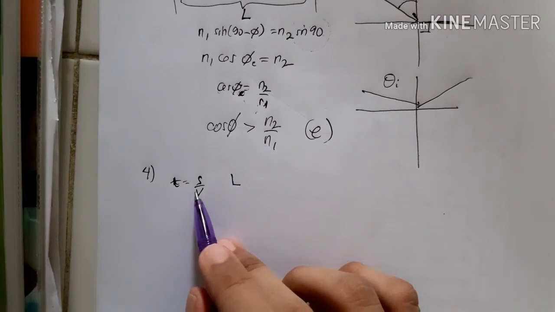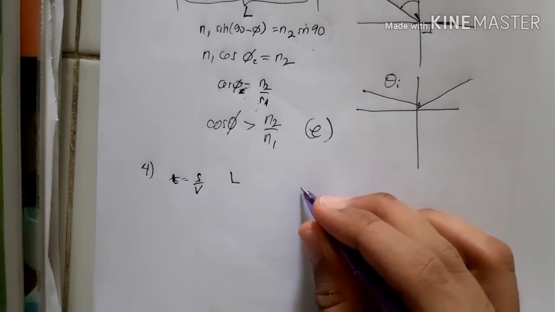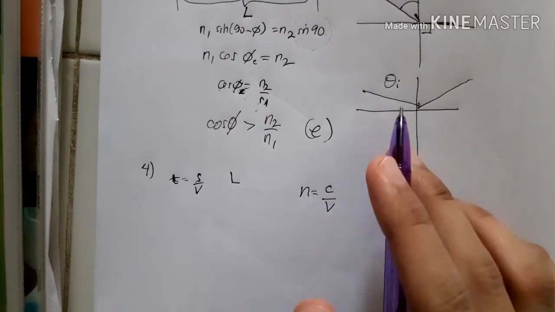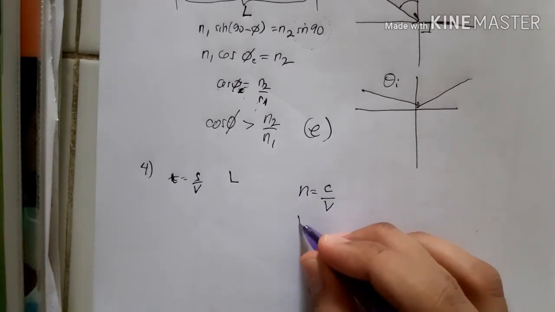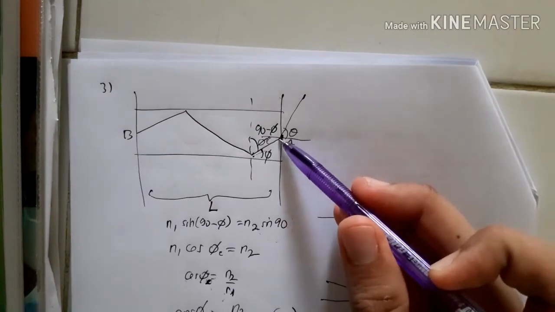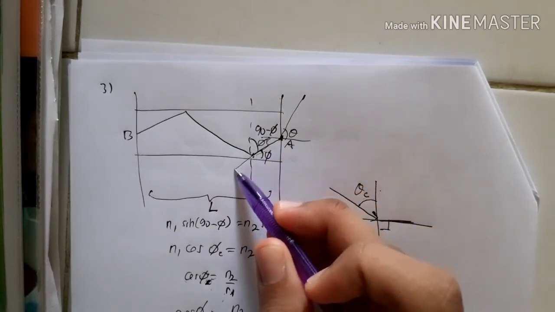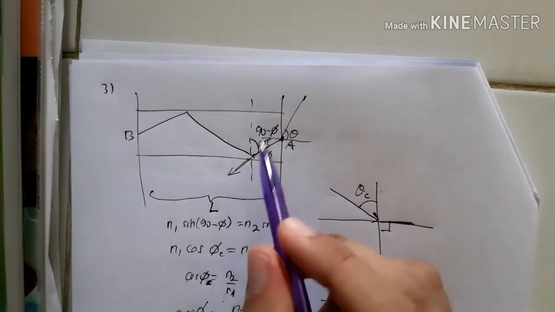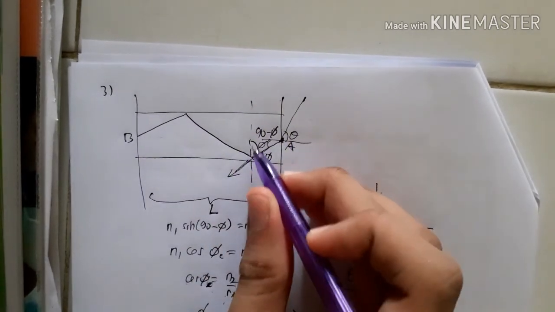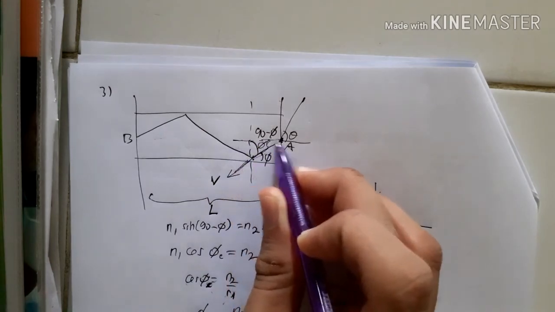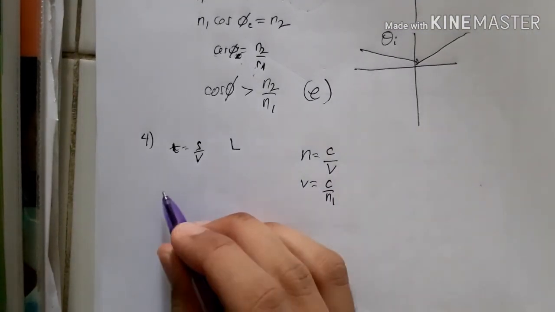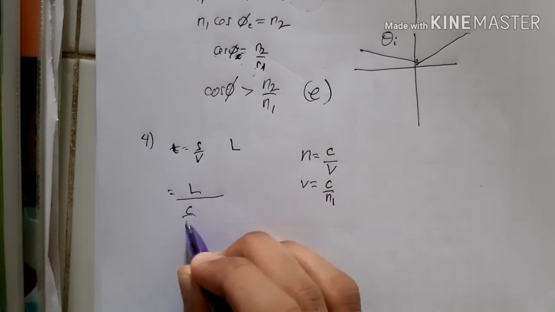L. And for the V, for light, the index of refraction is equal to the velocity of light over the velocity of light in the medium, right? So the velocity is c over n1. And now you see when the light is inside here going that way, we assume that it's going straight. So this is V, so this is V cosine phi. Okay, so that is L over c over n1 cos phi.